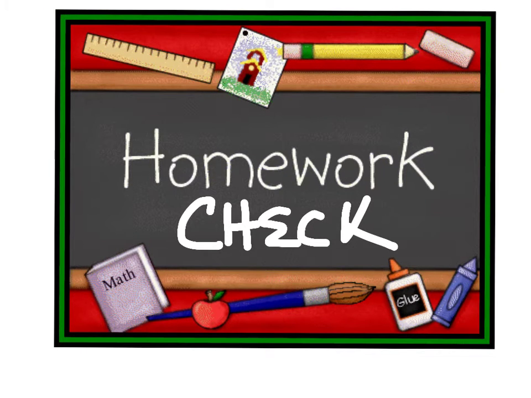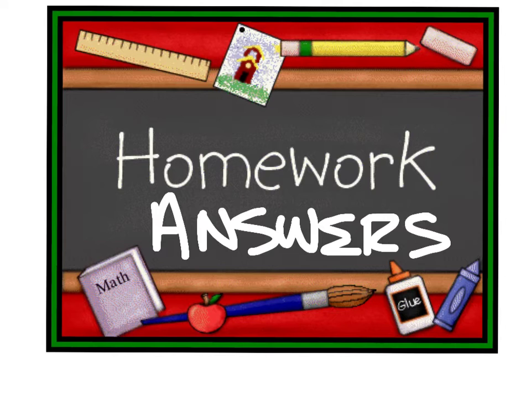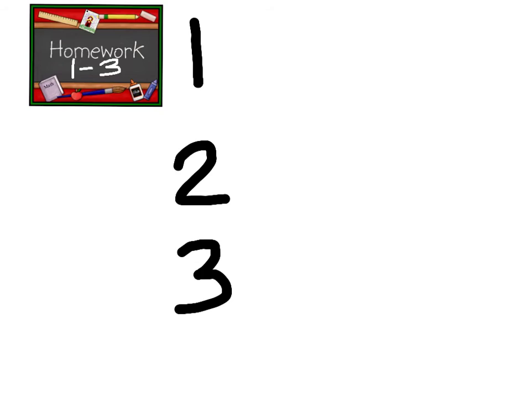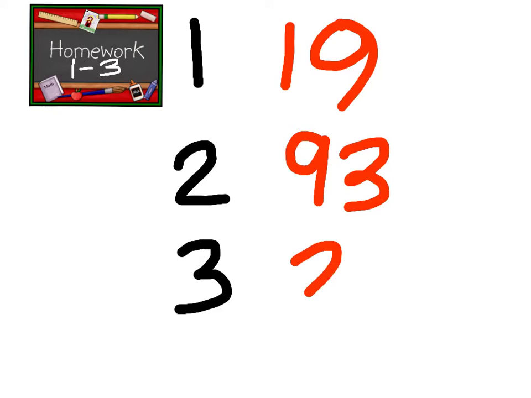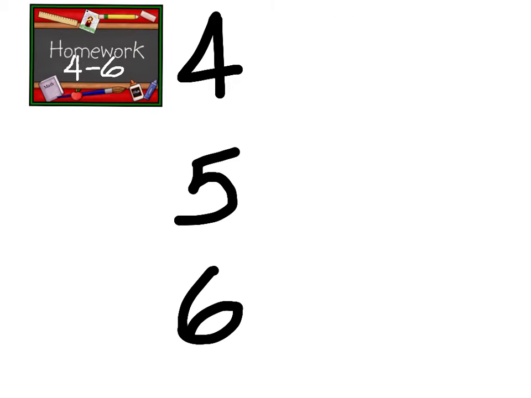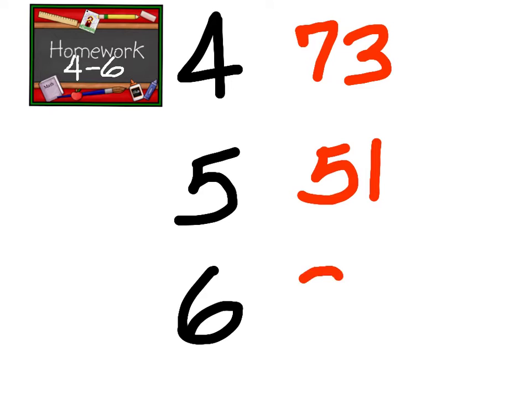We already did the homework check. Let's go to the homework answers. Bring up 1 through 3. Answers to 1 through 3 are 19, 93, and 21. Answers to 4, 5, and 6 are 73, 51, 38.